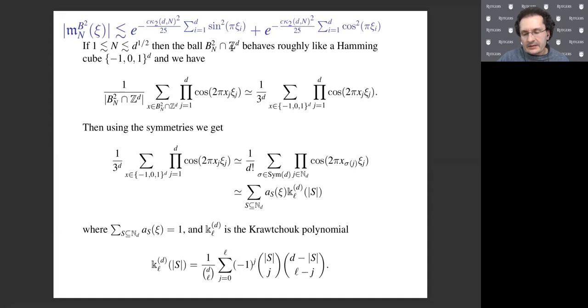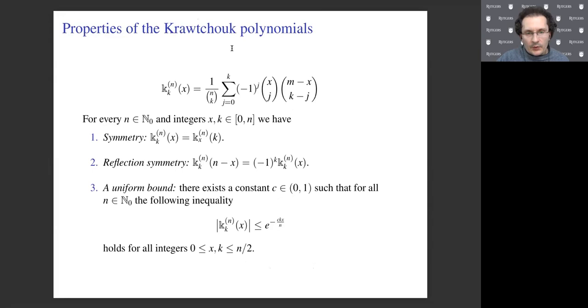And that was important in our approach, that we were able to see that when the radii are smaller than the square root of the dimension, then the lattice points in the ball behave like the sequences from the Hamming cube. And that was critical in our argument.